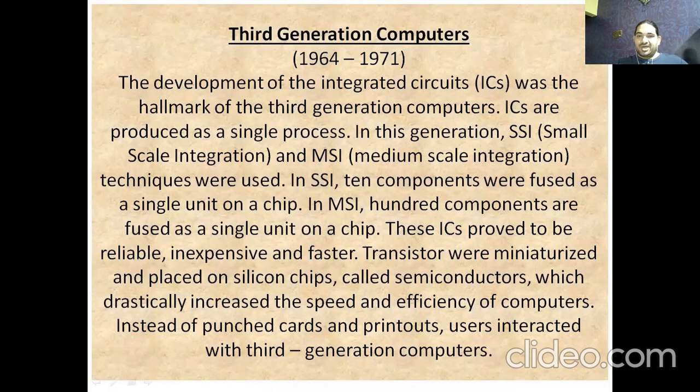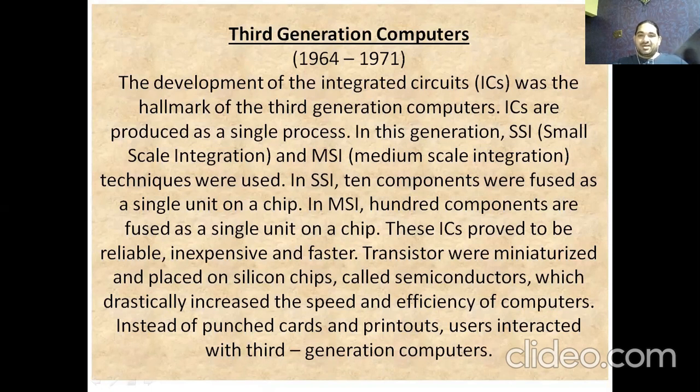In the third generation, SSI, small scale integration, and MSI, medium scale integration, techniques were used. In SSI, 10 components were fused as a single unit on a chip. So everything became a chip pattern now.